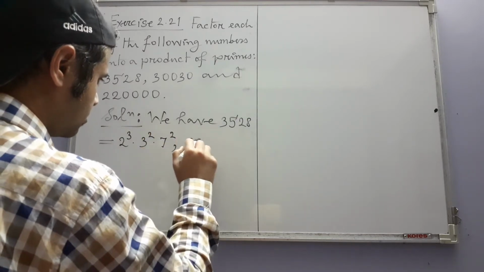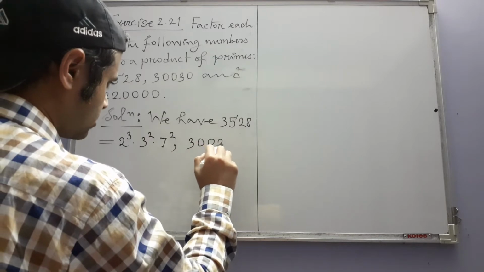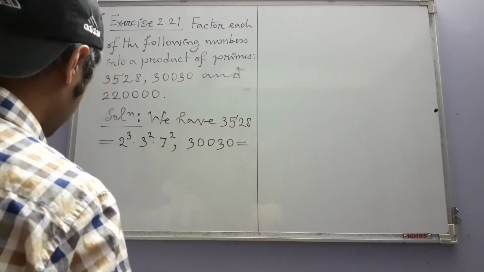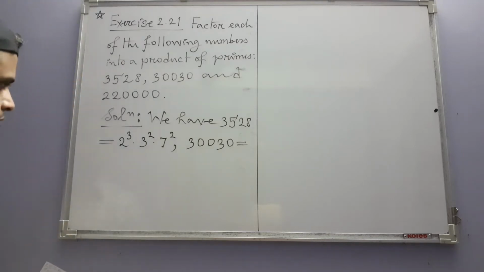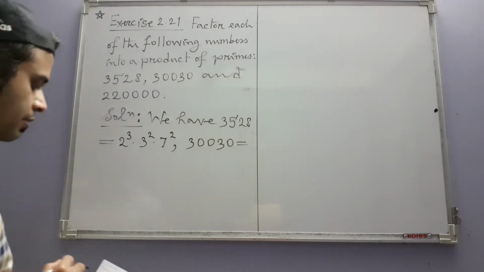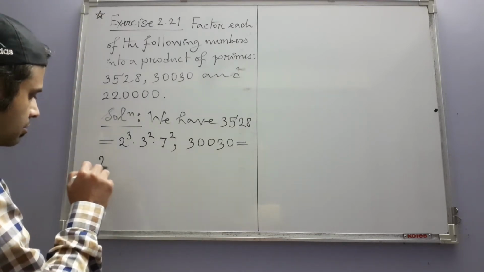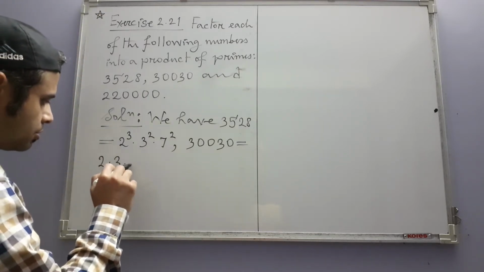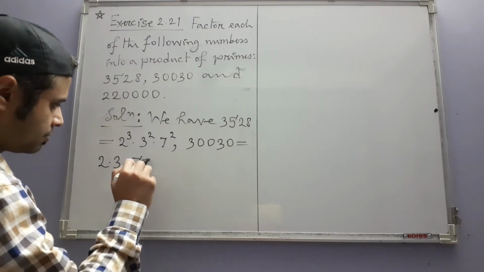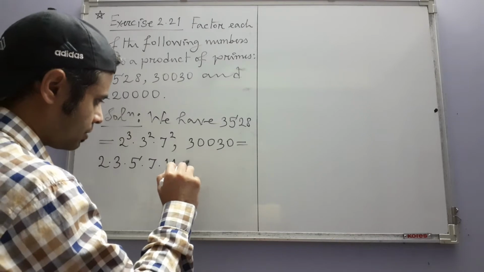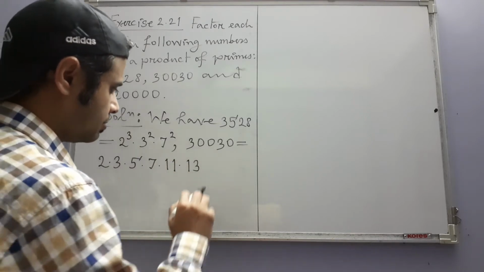Then the second number, 30,030, is actually the product of the first 6 prime numbers. That means 2, 3, 5, 7, 11 and 13.